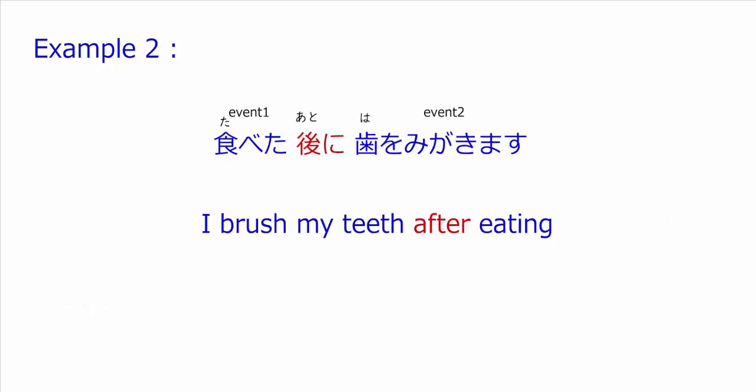Next example. 食べた後に歯を磨きます。The first event in ta format, then ato ni, which means the point of time is important here. And as you can see, the second event is in present form, the reason being it's a fact. It's something that happens every day in his or her life, so that person used present tense.